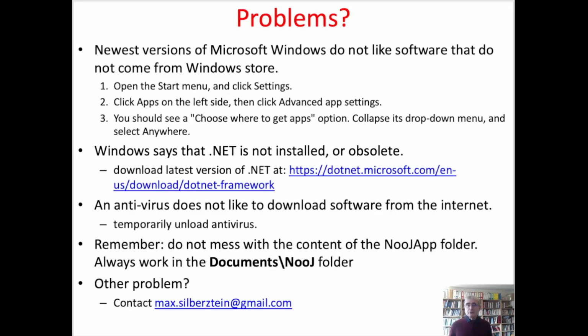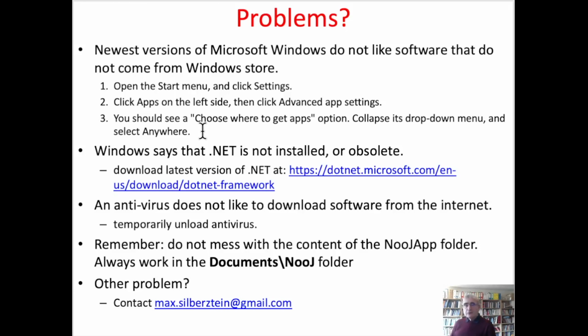You might encounter some problems. So in the latest version of Microsoft Windows, Windows does not like software that doesn't come from the Windows Store. So in order to run NooJ, you will have to open the Start menu, click Settings, then click Apps on the left side, and then click Advanced App Settings. And you should see a Choose Where to Get Apps option. Collapse its drop-down menu, and then select Anywhere so that you can run NooJ even though it was not downloaded from the Windows Store.